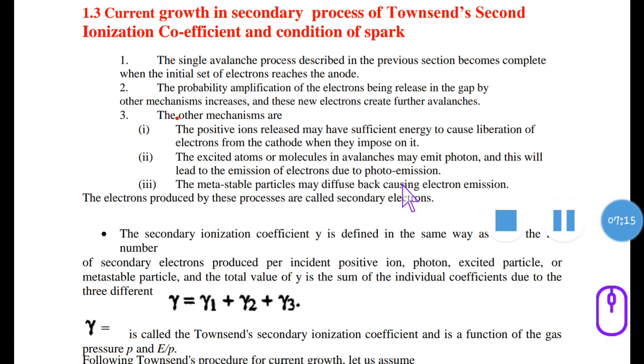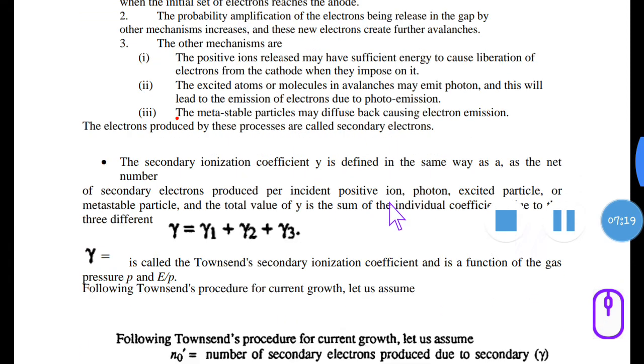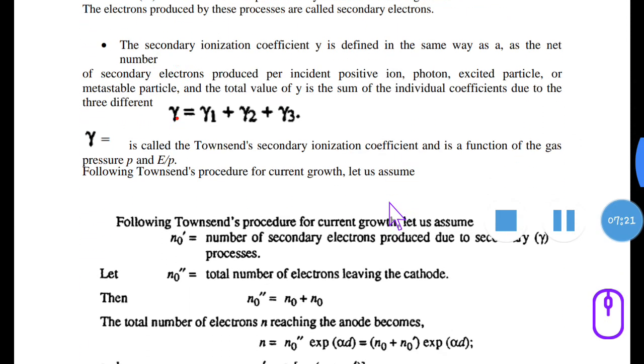Again the electrons produced by this secondary process, by metastable atoms, are secondary electrons. Before it was primary, now it is secondary electrons. Now the total number gamma is the sum of the individual coefficients, taking gamma1, gamma2, gamma3.